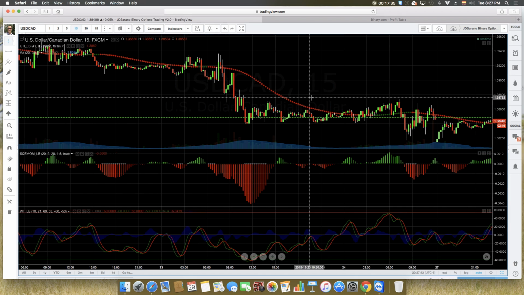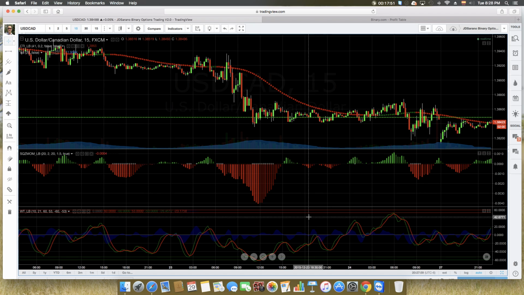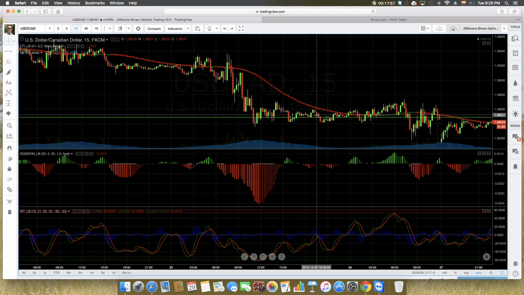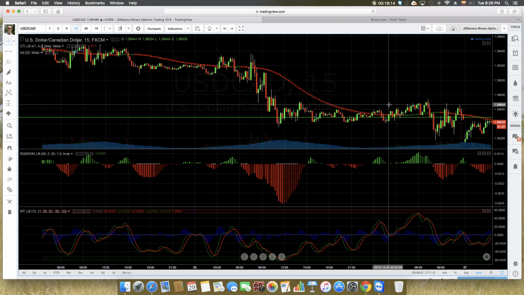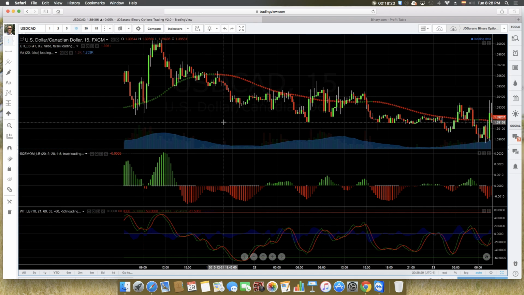Anyway, you have one here. It is not decided, but anyway, you have red dots here. You are here in the no zone and green crossing down the red line. So if you would have entered here for a 15-minute, that would have ended ITM. If you would have entered a trade for 30-minute, it would have ended ITM too. So that's a good one. But let's find one that complies with everything here.